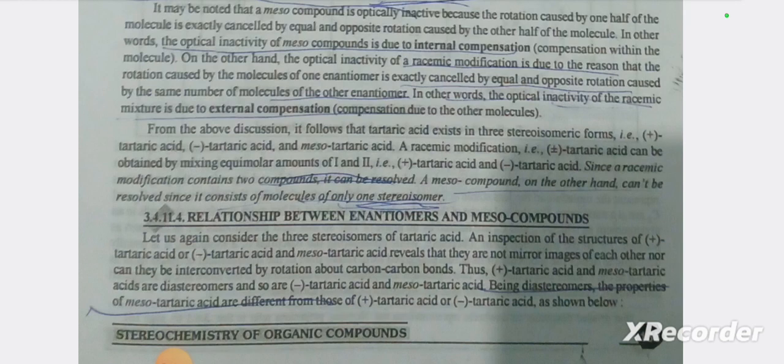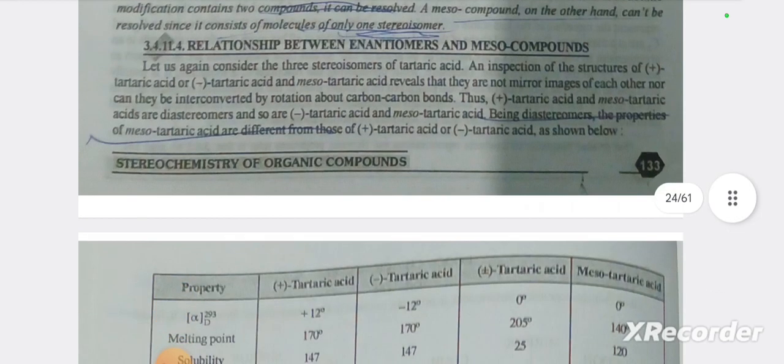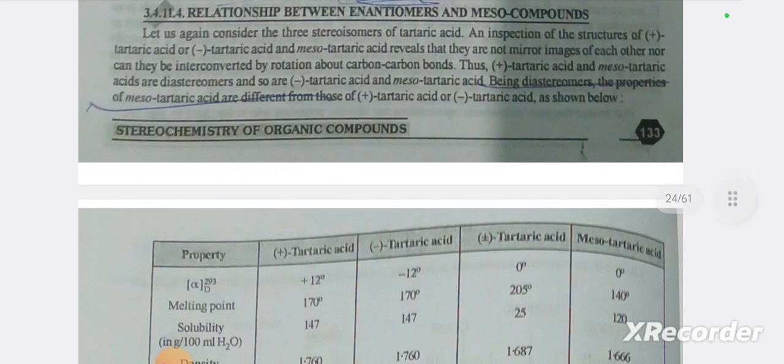On the other hand, the optical inactivity of a racemic mixture is due to the reason that the rotation caused by molecules of one enantiomer is exactly cancelled by equal and opposite rotation caused by the same number of molecules of the other enantiomer. In other words, the optical inactivity of a racemic mixture is due to external compensation. From the above discussion, it follows that tartaric acid exists in three stereoisomeric forms: plus tartaric acid, minus tartaric acid and meso-tartaric acid. A racemic modification is also possible.